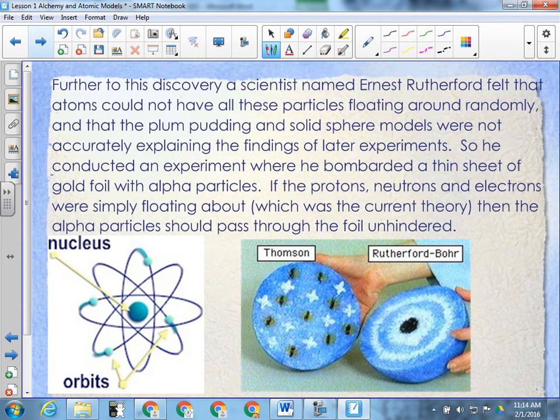I'm not there yet, but we'll get there. So Thomson, this is just comparing here. Thomson had the plum pudding model, so it looked like this. Rutherford and Bohr had this idea of a nucleus and then electrons around the outside. Rutherford's model, actually, he preferred this idea where electrons were all the same distance away, but offset slightly, with a nucleus in the middle. So protons, neutrons, and electrons couldn't float about because they never moved in chemical reactions. So they had to be somehow stuck together. That's what led to this idea that there could be a nucleus.